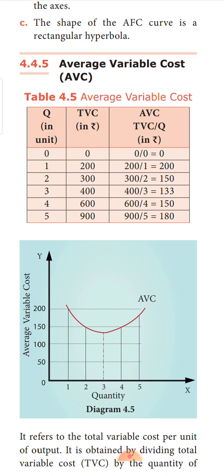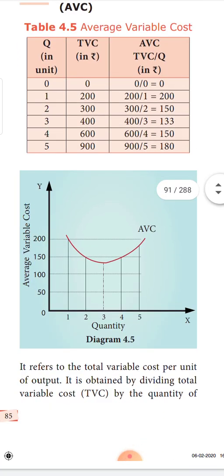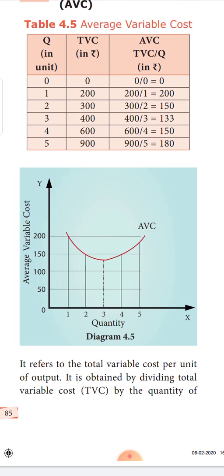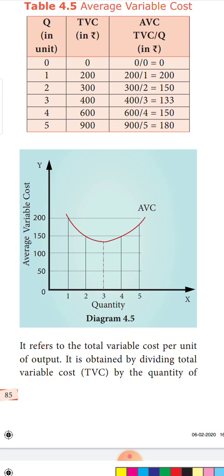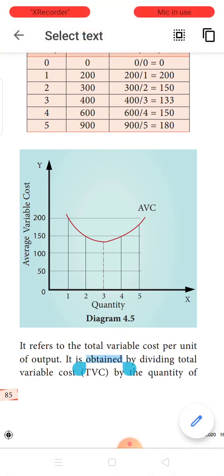After a certain point, it starts to increase. This is the nature of the average variable cost. When output is 0, average variable cost is also 0. Initially it starts to decline. Beyond a certain point, it starts to increase. So when you plot the graph with the same measurements, you will get a curve where it falls down initially, and beyond a certain level, it starts to increase.